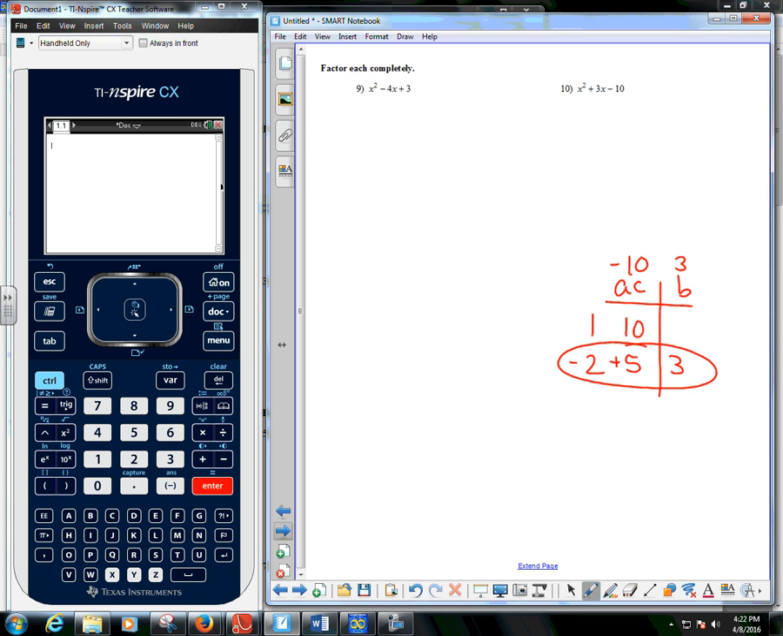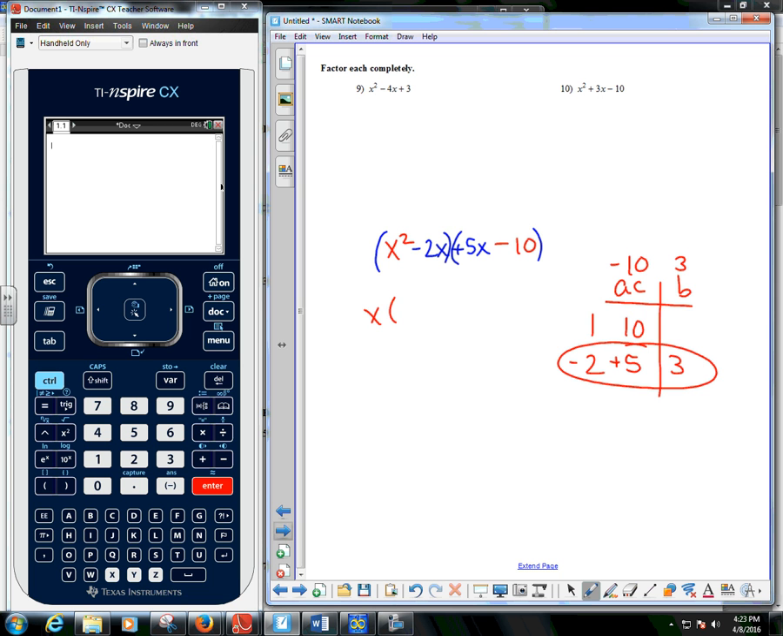So now I'm going to add in my middle terms. So I bring down my first term, I bring down my last term, and then I write in my middle terms. So I'm going to put in negative 2x and positive 5x. And now I'm going to go back and factor by grouping. So I'm going to put in parentheses here and here and here and here. For the first set of parentheses, what is my GCF? My GCF is only x.